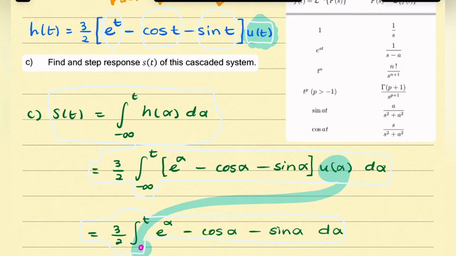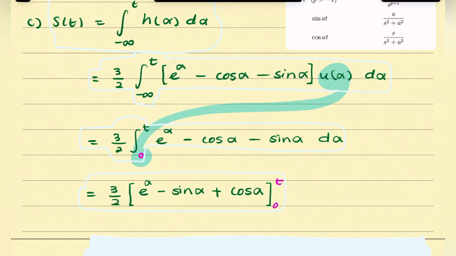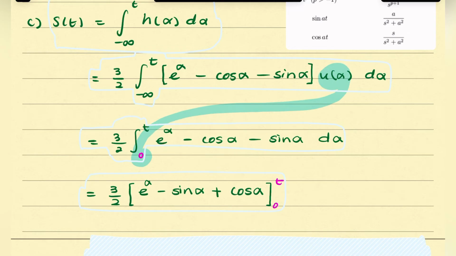And then it becomes a straightforward integration because you're integrating an exponential, a cosine, and a sine. So the exponential is unchanged, the cosine is a sine, and the sine is a minus cosine. Now you just substitute your new limits. So imagine if that was minus infinity, you would not be able to find that. So it's important that you change the limits, and the change in limit comes about because of the unit step.